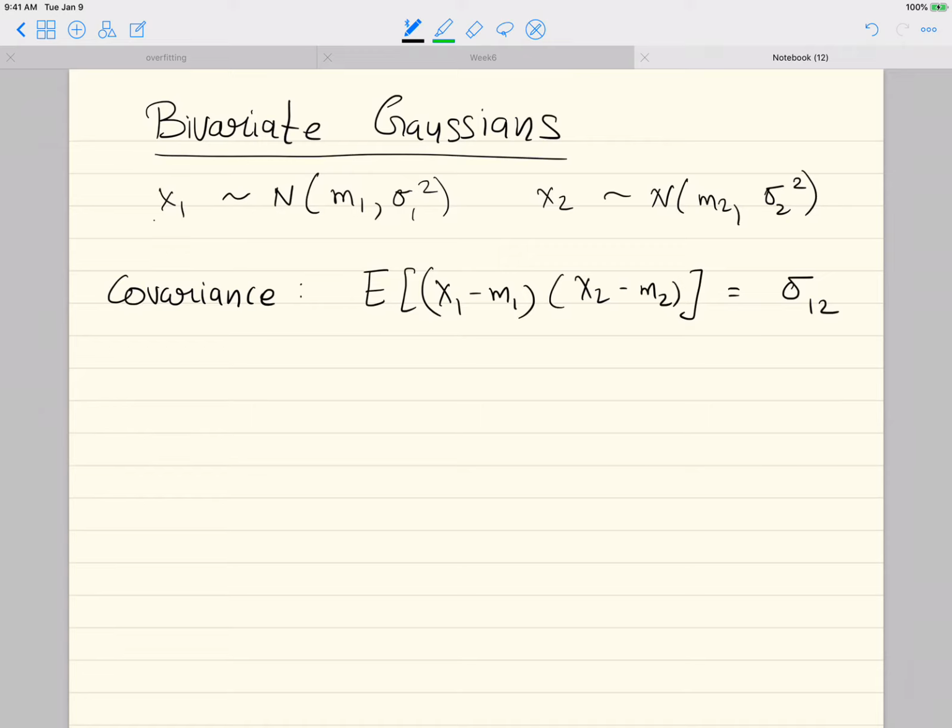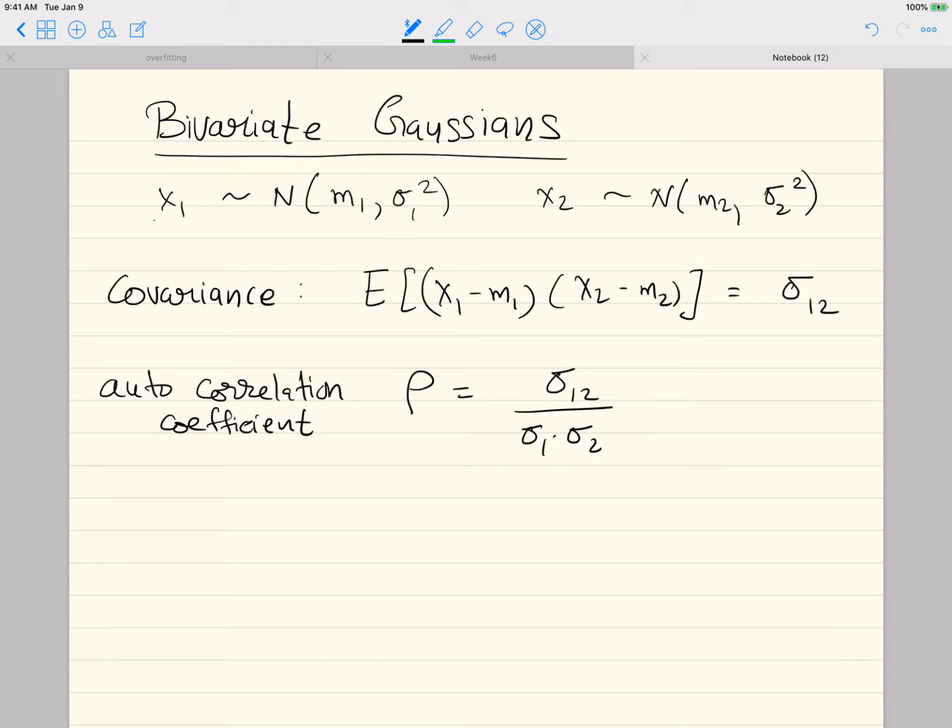There is another quantity called the correlation coefficient, which is rho, which will be sigma 1,2 divided by sigma 1 times sigma 2. It's just a normalized covariance, normalized by the standard deviations of the two random variables. It is known by something called the Cauchy-Schwarz inequality that rho is between minus 1 and 1.